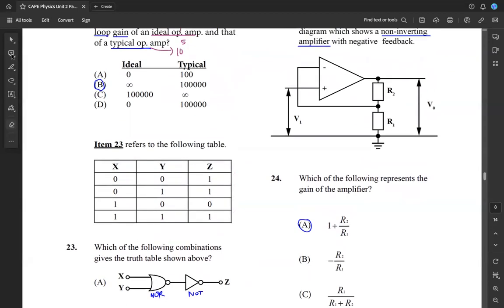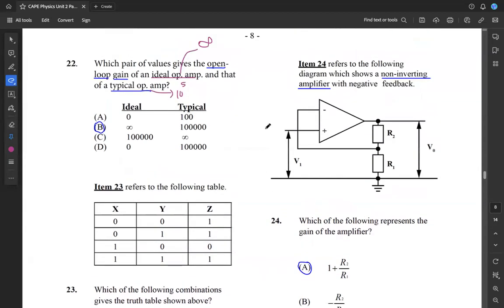All right, so in question 24, that's this one. Item 24 refers to the following diagram, which shows a non-inverting amplifier, right? This is key. You have to know what kind of amplifier. It's a non-inverting amplifier and it has negative feedback. It's non-inverting because we can see that our input voltage is going to our non-inverting node. That's this one. And here is our feedback coming back in, so we have a negative feedback there.